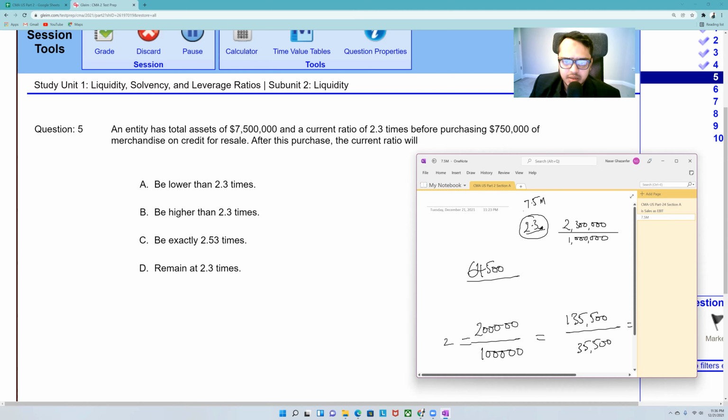This ratio is actually before purchasing. Suppose I'm purchasing this. What happens here is I'm purchasing it for resale. So my current assets will increase by 750,000, and I'm purchasing it on credit, so my cash is not going out. So 2.3 million plus 750,000 equals 3.05 million.